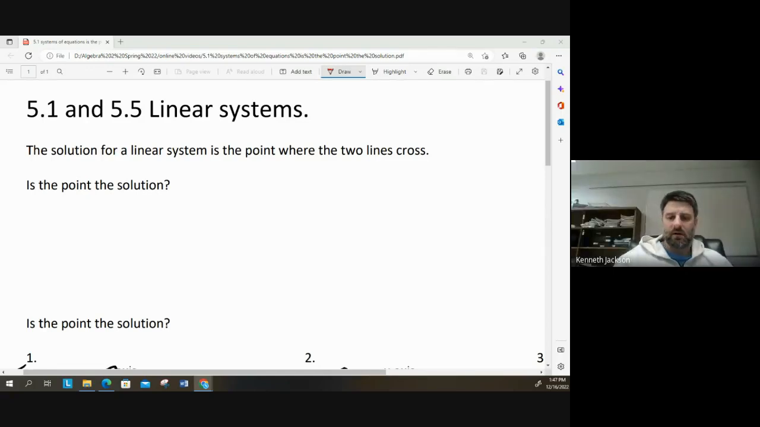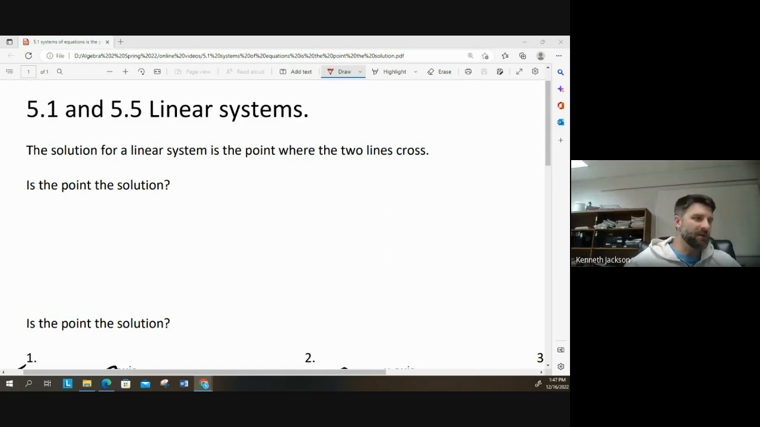These are notes continuing for sections 5.1 and 5.5, discussing linear systems or systems of equations. In the previous video, we talked about a linear system being two or more lines, and now we're further discussing what it means for the solution or the answer for the linear system. And the answer or the solution is the point where the two lines cross.